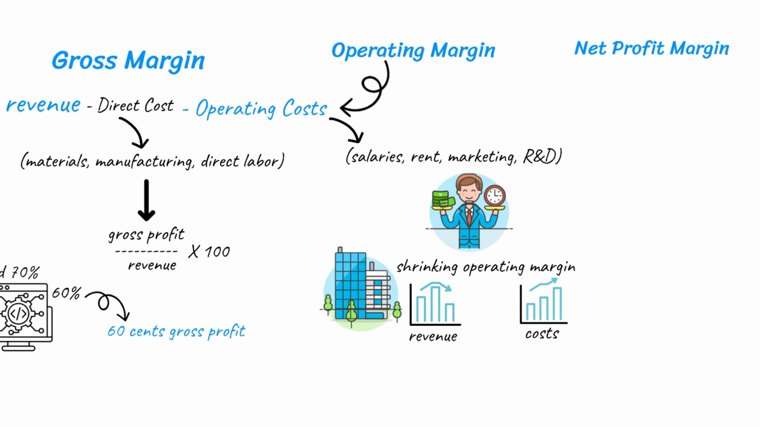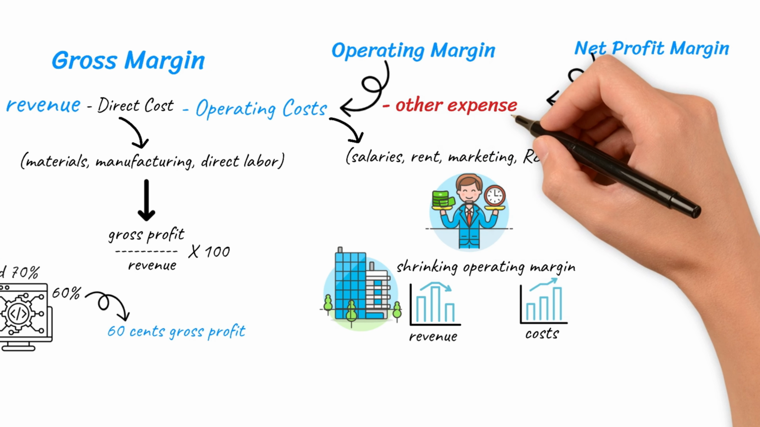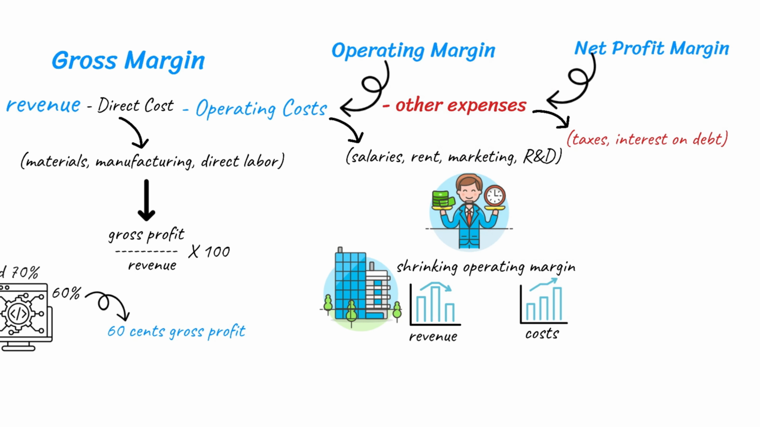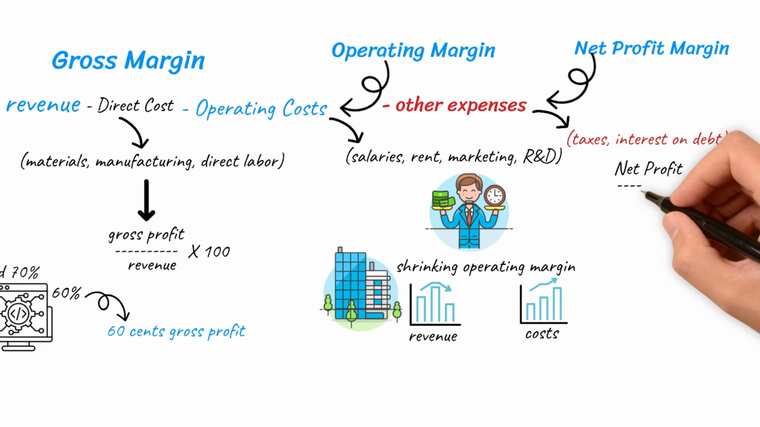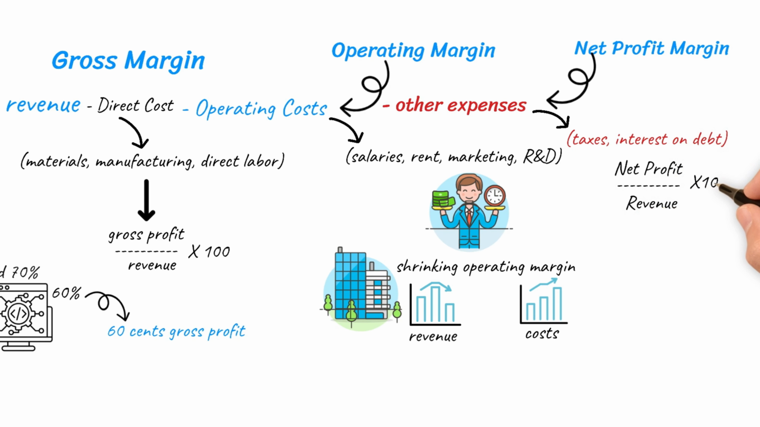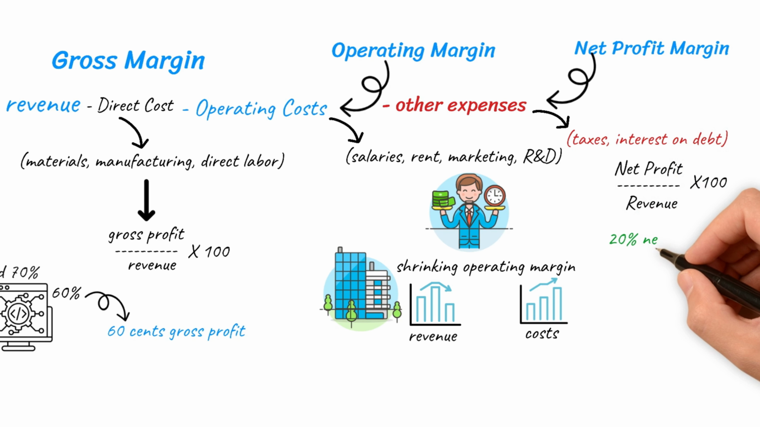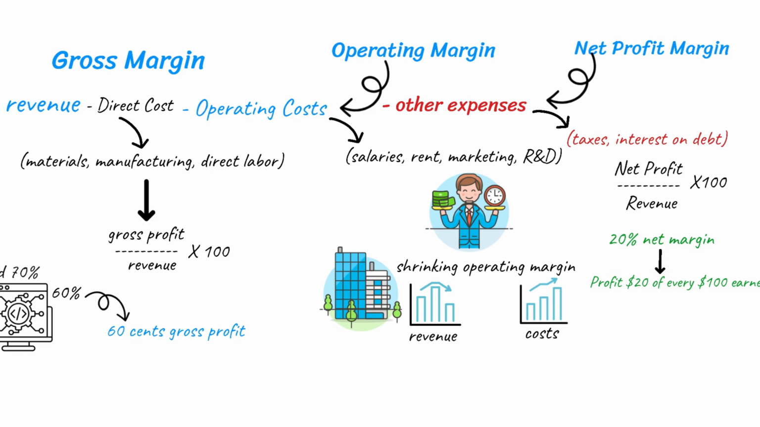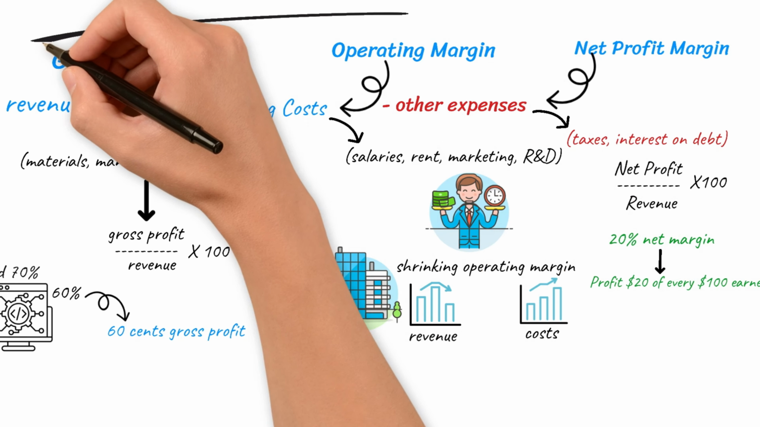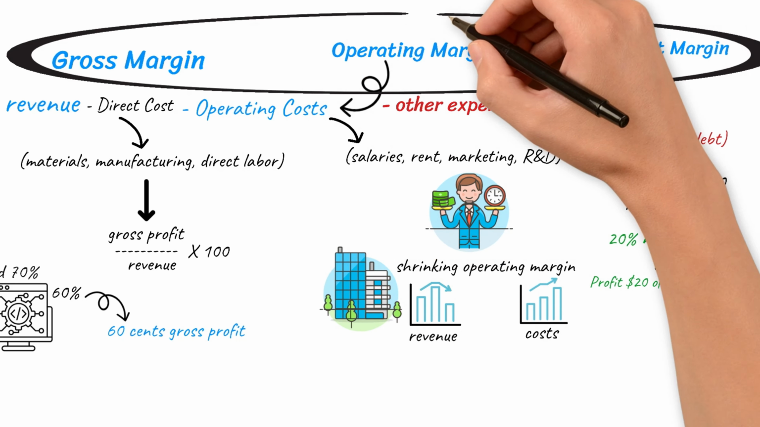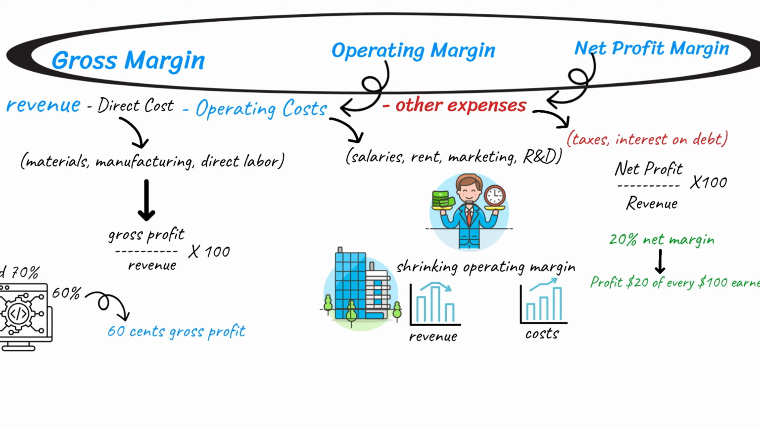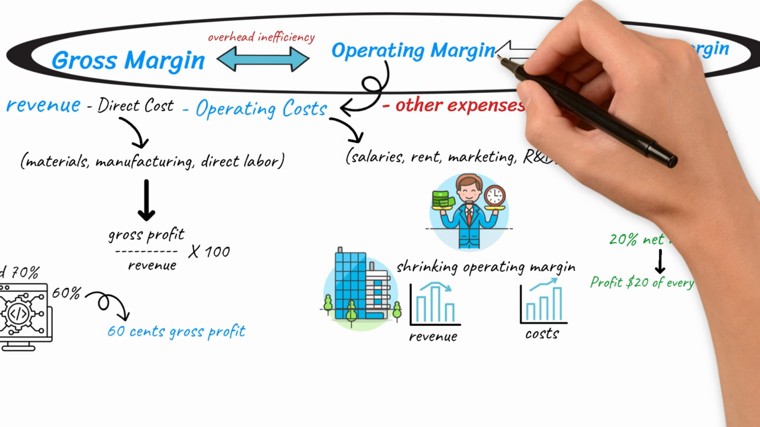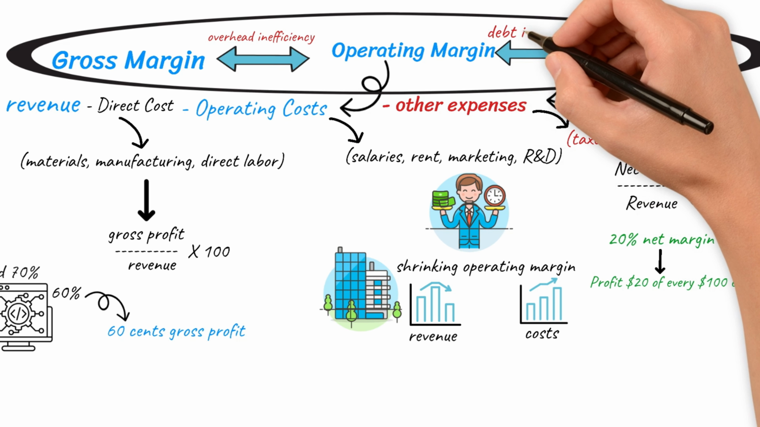Net profit margin is the final score, profit after everything, taxes, interest on debt, all of it. What percentage of every dollar of revenue actually becomes profit for shareholders? A 20% net margin means the company keeps $20 of every $100 earned. Compare gross, operating, and net margins together, and you can see exactly where money is leaking. High gross but low operating margin points to overhead inefficiency. High operating but low net margin points to excessive debt interest.